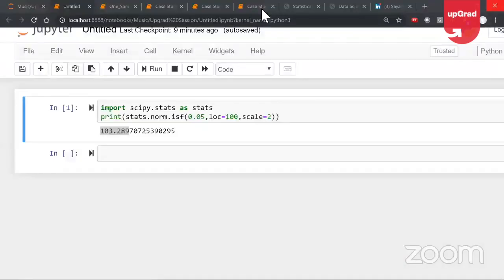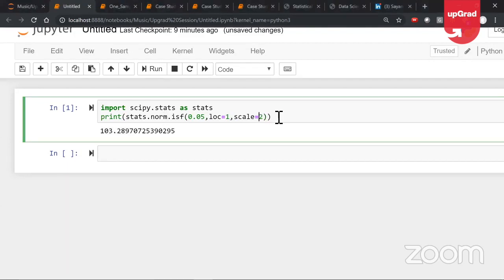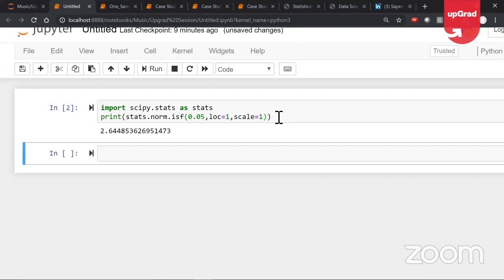So what is the Z-score going to be? You can either look at the Z table. Are you guys comfortable with the Z table? Just for my understanding, are you aware of the Z table approach? You can solve it that way, or you can come back here and use a location value of 0 and a scale value of 1. Either way you can solve it.